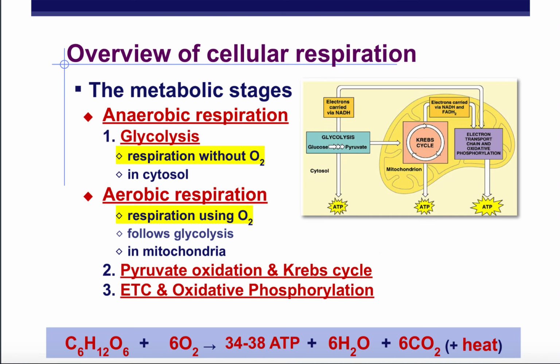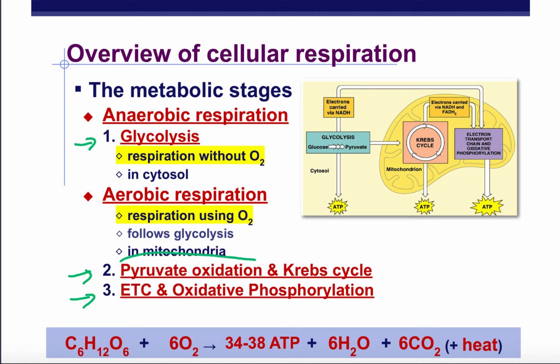Okay, so the three main stages of cellular respiration is glycolysis. And glycolysis is the one process in cellular respiration that doesn't require oxygen and doesn't need a mitochondria. Earliest life on Earth did only glycolysis. And then until they were able to obtain a mitochondria, and then they were able to do the more complicated processes of pyruvate oxidation and Krebs cycle and ETC and oxidative phosphorylation.